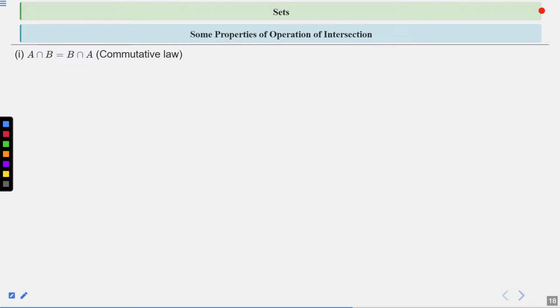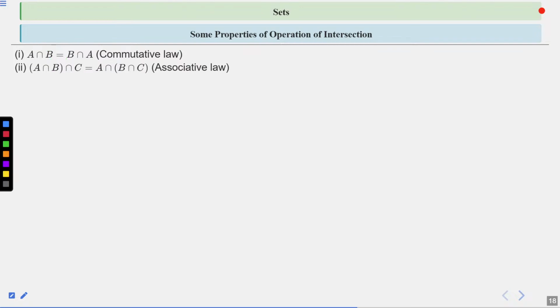Now, some related properties of intersection. The first one is commutative. Commutative is very simple. A intersection B is the same as B intersection A. Here you are collecting all common elements from set A and then set B, and if you collect common elements from set B and then set A, you will get the same set.